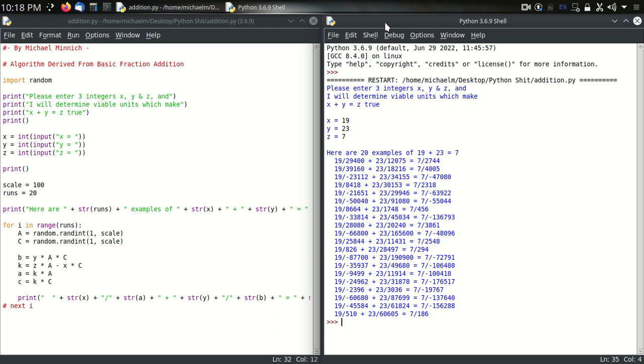There you go. So 19 divided by negative 23,112 plus 23 divided by 34,155 is 7 on negative 47,080. Right? So here the unit of the 7 is per negative 47,080. The unit on the 23 is per 34,155. Right? And when you think about this, any unit conversion, you're going to have a ratio like this.